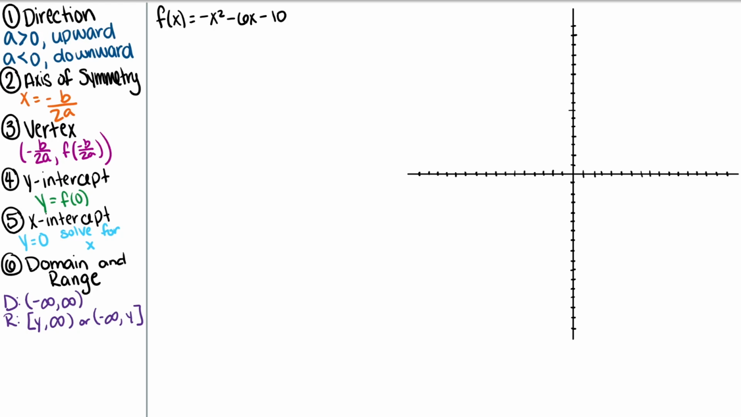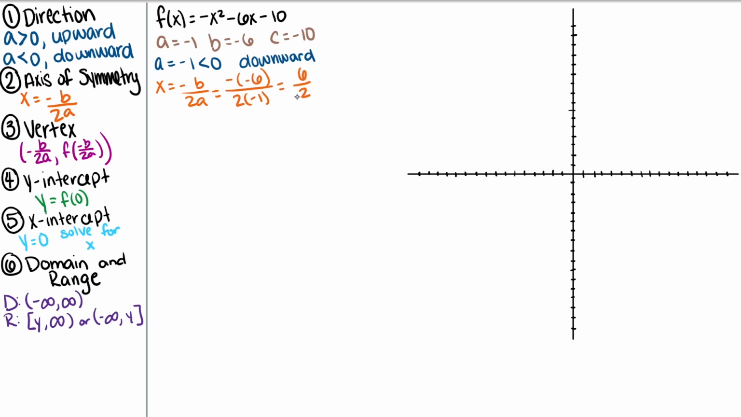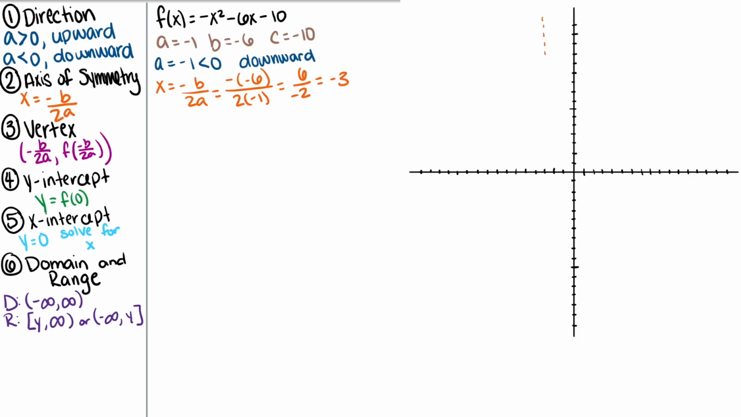f of x equals negative x squared minus 6x minus 10. Our a is negative 1, b is negative 6, and c is negative 10. Since a is negative 1, that's less than 0, so our graph opens downward. For our axis of symmetry, x equals negative b over 2a, so x equals negative 6 over 2 times negative 1, which is 6 over negative 2, which is negative 3. So we have our axis of symmetry at x equals negative 3.